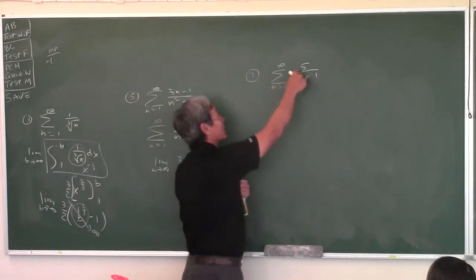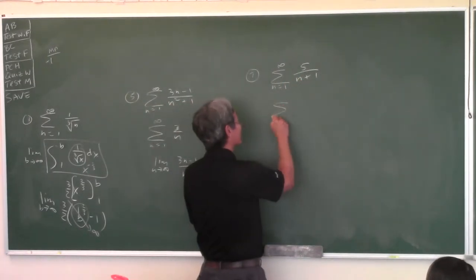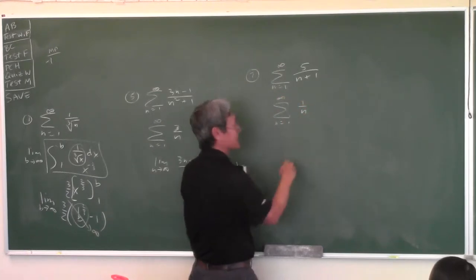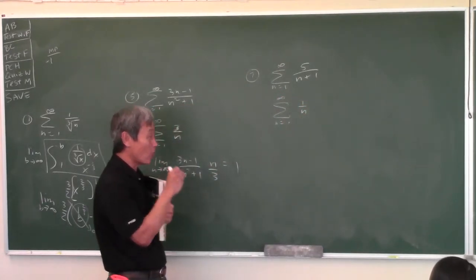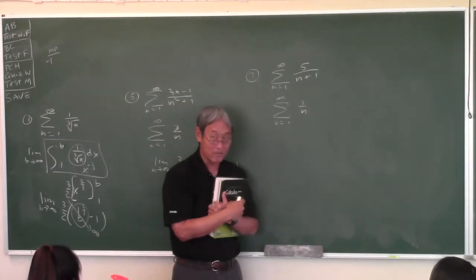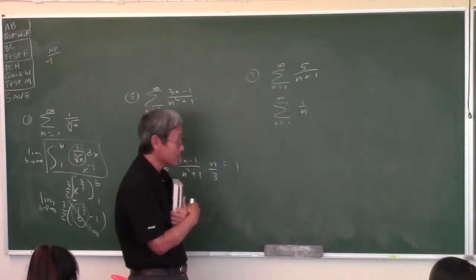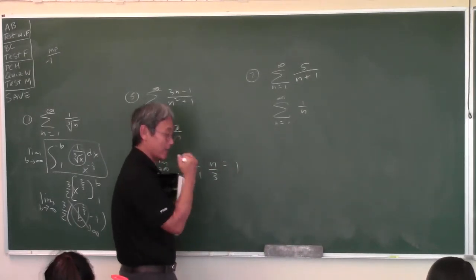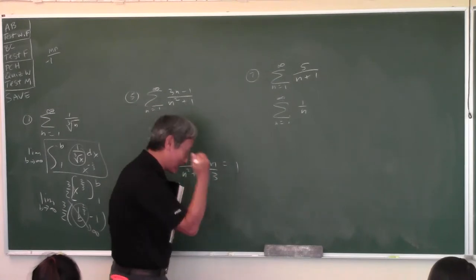You guys should have a feeling about this. Converge or diverge? Diverge! Be serious. Look. Okay, so what am I going to compare it with? 1/n. Yeah, just 1/n. That's the harmonic series, and that thing is p equals 1. Okay, so what do you think? Regular comparison test? Limit comparison test? Limit comparison. Okay, I'm telling you right now, that's the easiest one.